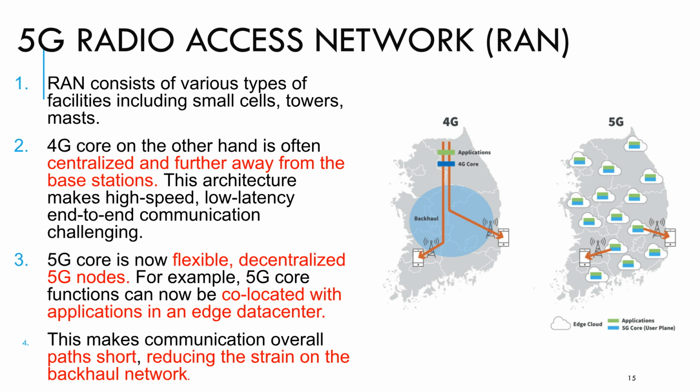5G Radio Access Network, RAN. RAN consists of various types of facilities, including small cells, towers, masts. 4G Core, on the other hand, is often centralized and further away from the base stations. This architecture makes high-speed, low-latency, end-to-end communication challenging. 5G Core is now flexible, with decentralized 5G nodes. For example, 5G Core functions can now be co-located with applications in an edge data center. This makes communication paths overall short, reducing the strain on the backhaul network.